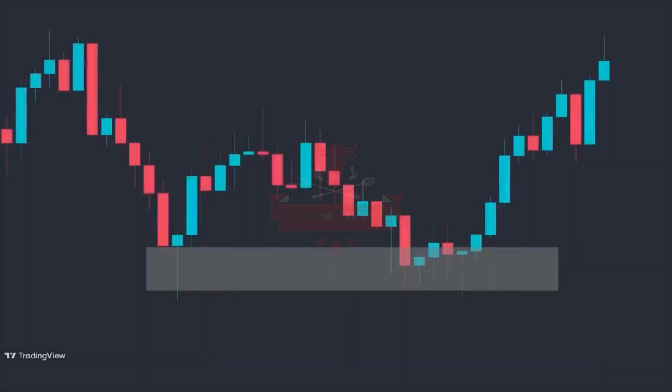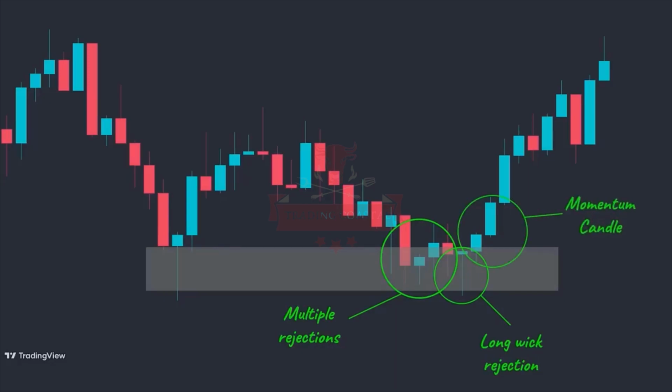Here, when the price reached this level of market structure, first we had multiple wicks rejecting this area, followed by a long wick candlestick, which shows that sellers were unable to push the price lower, and the price immediately pushed higher. Then we have a momentum candlestick formation, which shows that the buyers have entered the market, and the price has gained massive bullish momentum. Now price can continue to push higher, which provides us with a perfect trading opportunity.